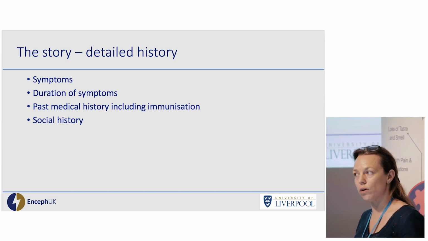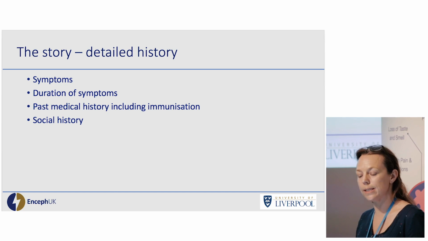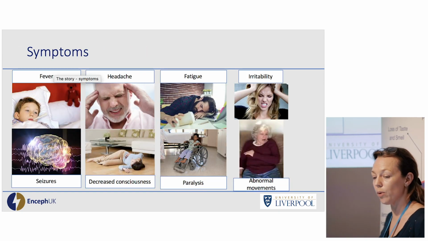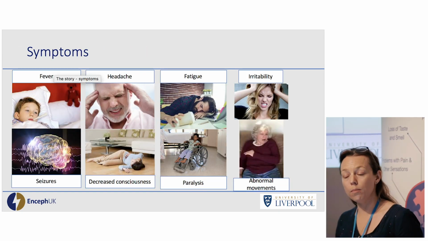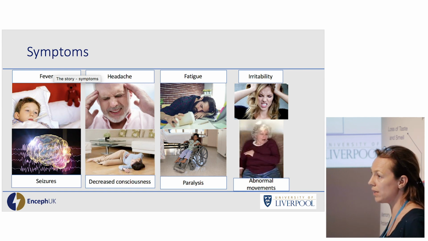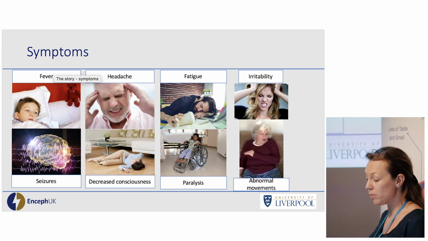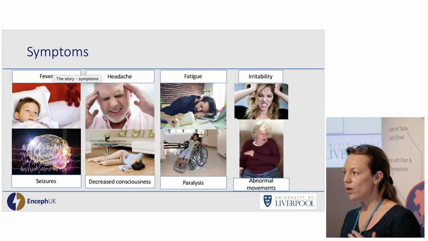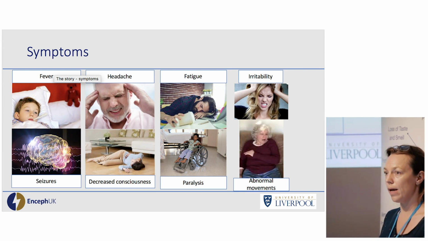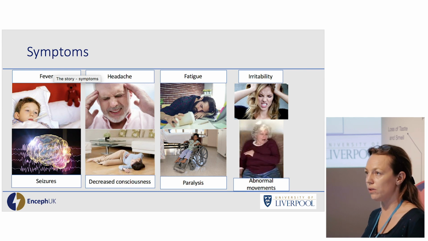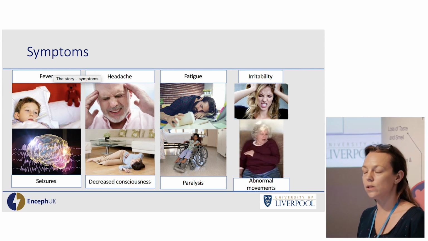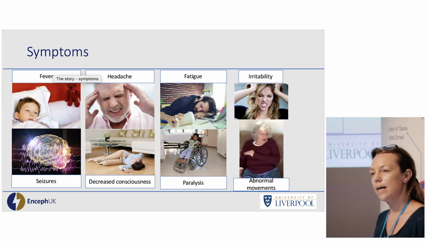And the story will include also their past medical history, and I'll demonstrate why that's important, and their social history. So if we think about symptoms, you might have a fever, you might not. You might have a headache, you might not. You might be fatigued, you might not. You might be a bit irritable. Can you see where I'm going with this? Not everybody's the same, okay? The encephalitis will be different for different people, and it's not always barn door obvious.